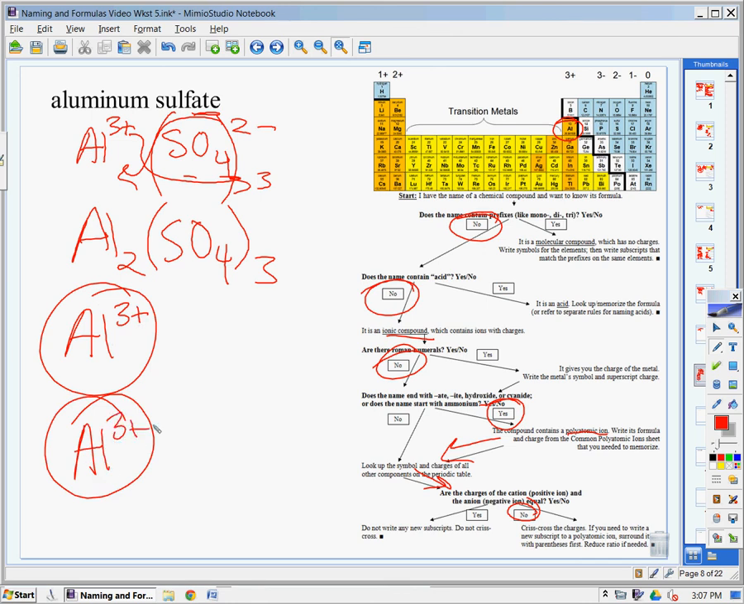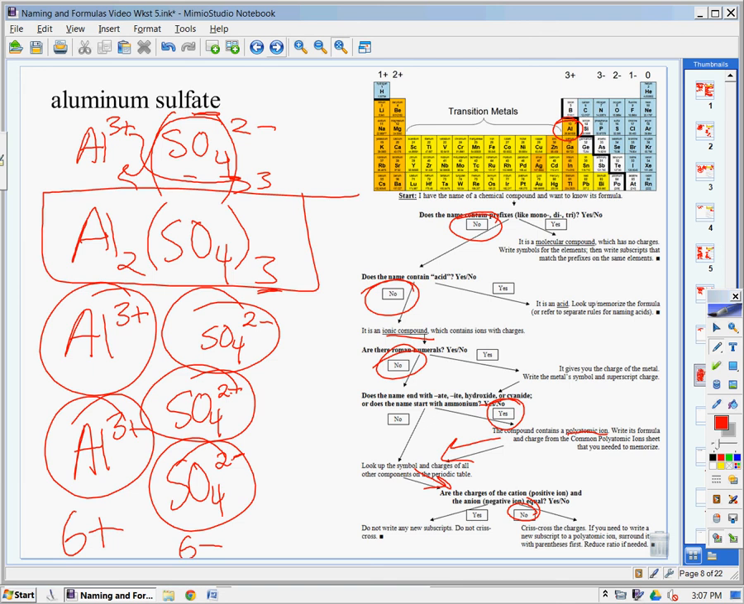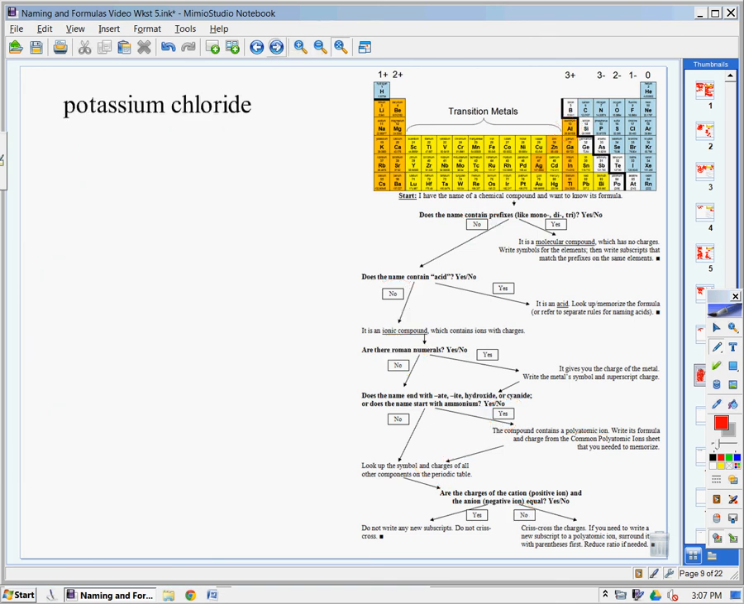And then we have 3, count them, 3 sulfates. So that's SO4 2-, that's SO4 2-, and that's SO4 2-, and there's 3 of them. And notice that 6 minus total and 6 plus total, the charges are equal and opposite. That's why this works. This is the answer. Let's go to the next one.